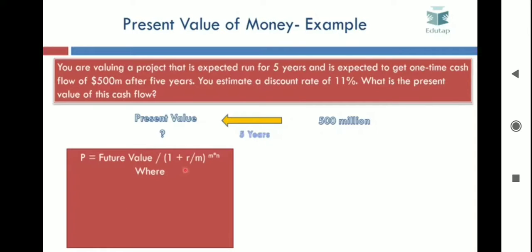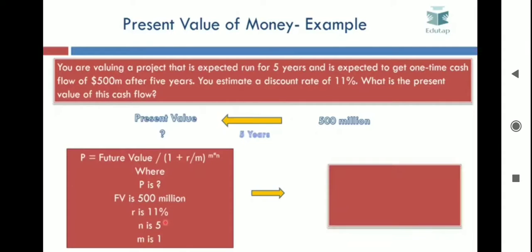P equal to future value divided by 1 plus R by M raised to the power M into N. Future value is given to be 500 million, R is 11%, the discount rate, and N is 5, right? Because you will get 500 million after 5 years, so the present value has to be found 5 years before. So N becomes 5 years, right? And M is 1 because we are assuming annual compounding here, right?